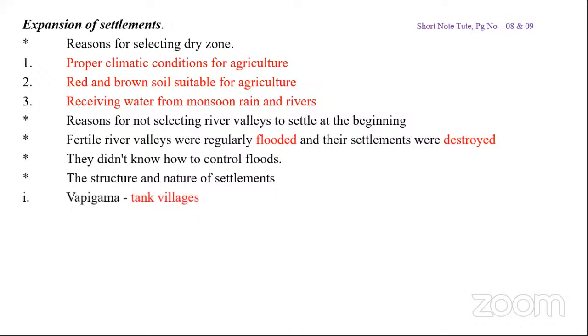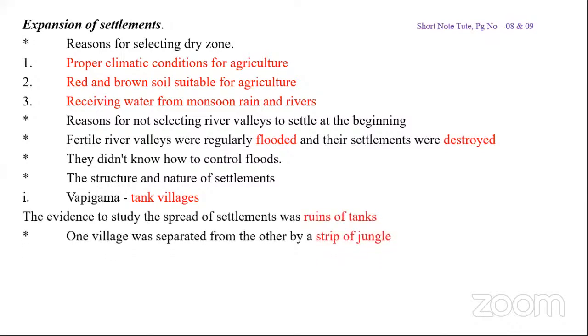And Wapigama. So what are Wapigama? It's a tank village. Every village had a tank. A village with a tank was known as a Wapigama. The evidence to study the spread of settlements was the ruins of tanks. Every village had a tank. In every village, a tank was constructed. By observing the ruins of tanks, you can see the spread of the settlements, right?